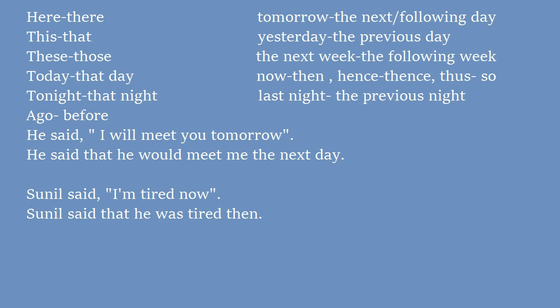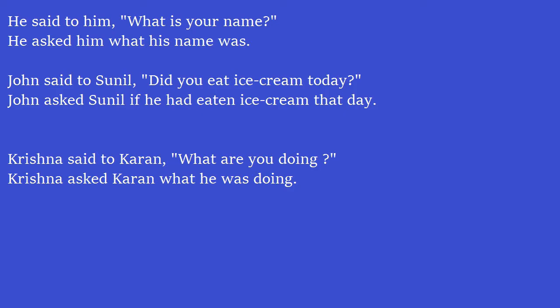Now, look at this. He said to him, what is your name? Now we are going to look at interrogative sentences conversion. He said to him, what is your name? He asked him what his name was. Okay. We will not say he asked him what was his name. That is incorrect. What his name was.